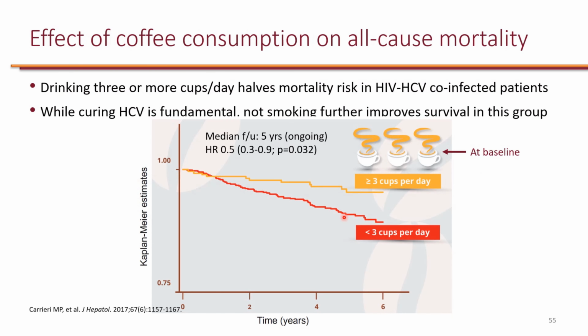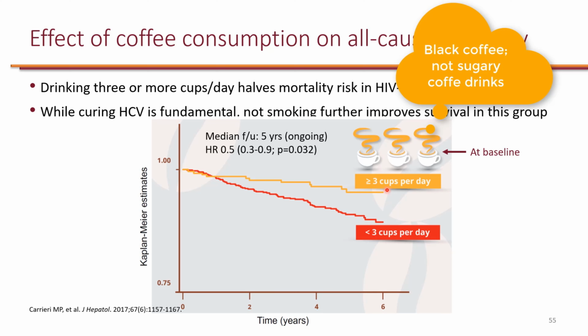Other important things to discuss with the patient include the importance of smoking cessation if the patient is smoking, because it has actually been shown that while curing hep C is fundamental, smoking cessation can also improve survival in this group. And lastly, one thing that we continue to get more and more data on is the benefit of coffee. Specifically, patients who drank at least 3 cups of coffee per day compared to people who drank less than 3 cups per day, and this is specifically in patients who had co-infection of HIV and hepatitis C, the risk of mortality was actually reduced by half.